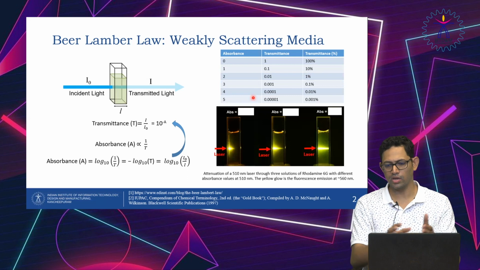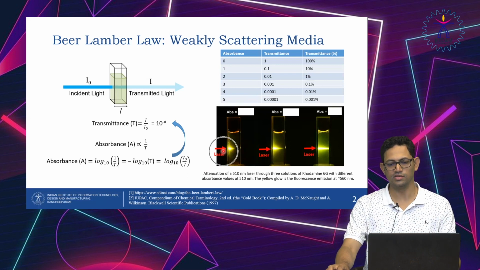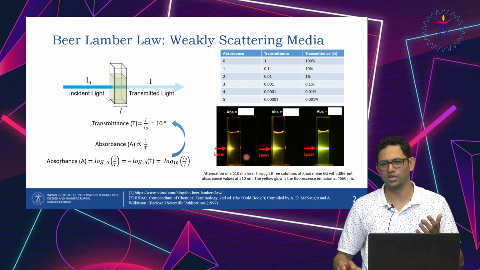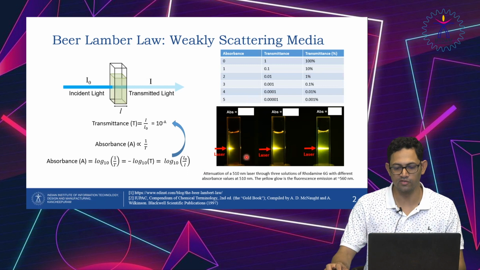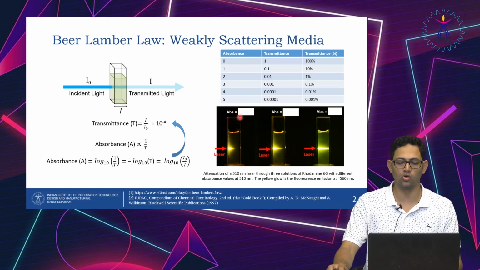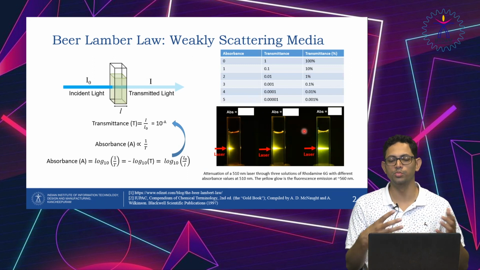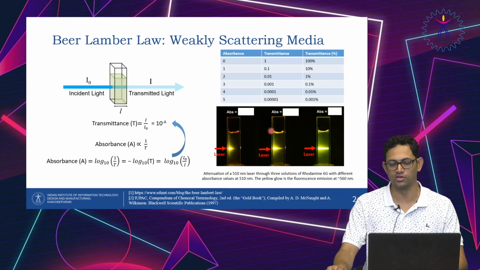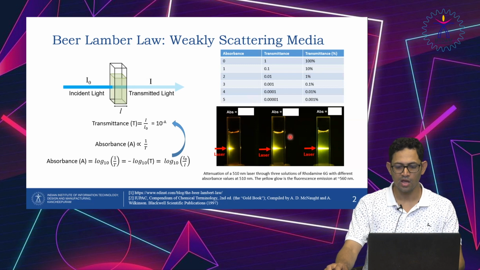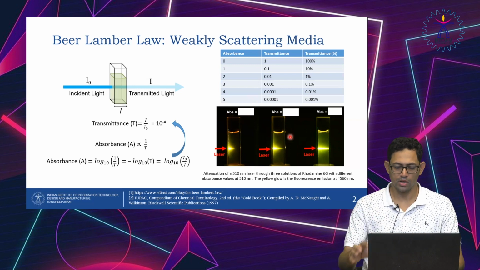Now over here there is an image. I shine a laser and there are three different compositions of translucent material. So can you just pause the screen and try to quantify what would be the value of absorption for all three cases? Just pause this video and try to see what the values of absorption could be for the three cases. I hope you have thought about it.